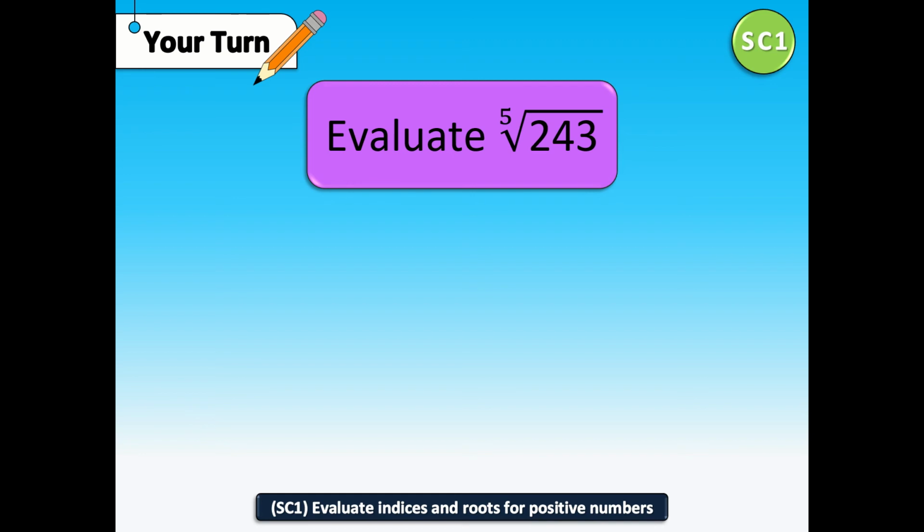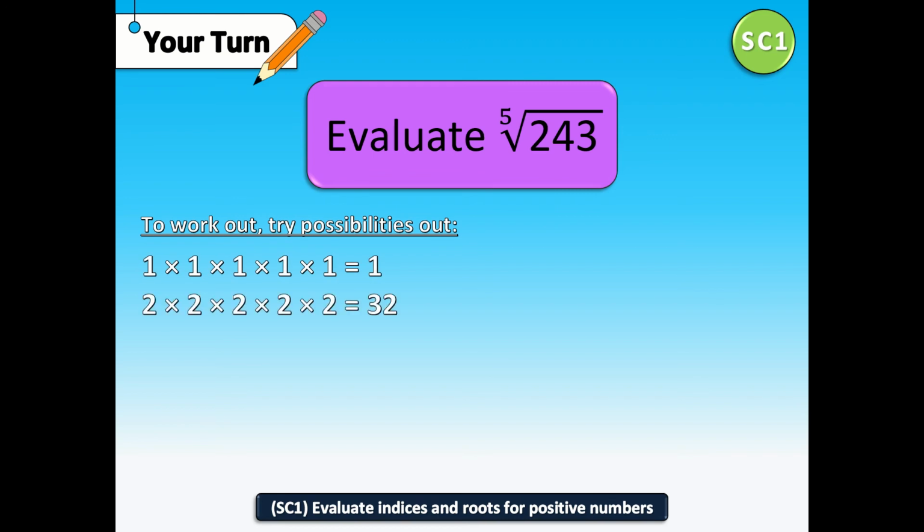So here we want the 5th root of 243. So if we try out some possibilities, 1 times by itself 5 times is just 1. 2 times by itself 5 times is 32. 3 times by itself 5 times is 243. So that's our answer, 3.